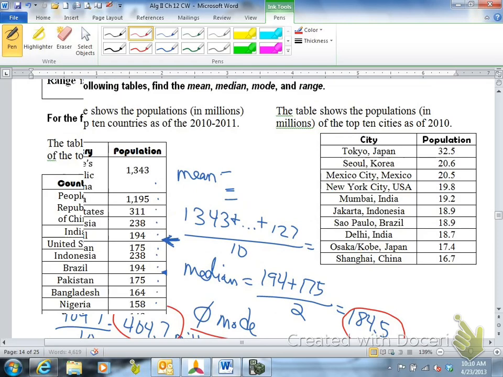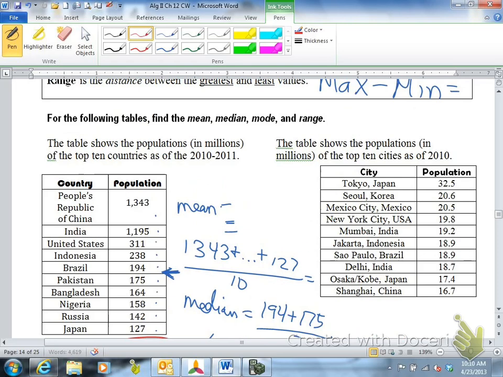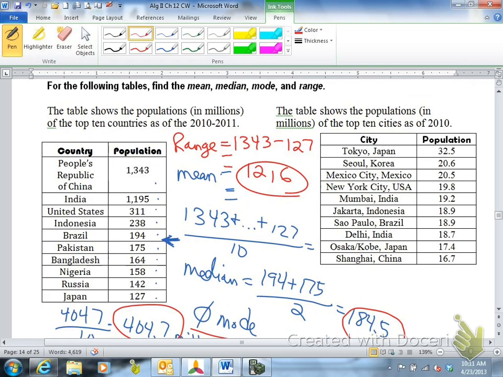See if you could do the next one. Find the mean, median, mode, and the range. The range on the previous question was the largest minus the smallest, which would give you 1216 million people.